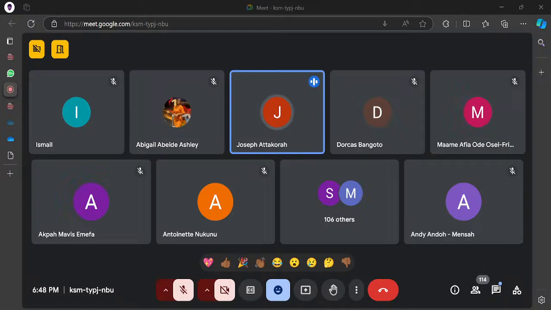So the first choice will be what? Aldosterone antagonist.